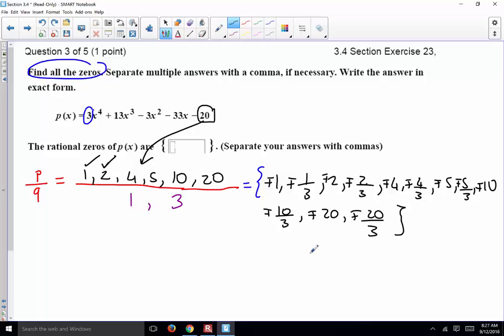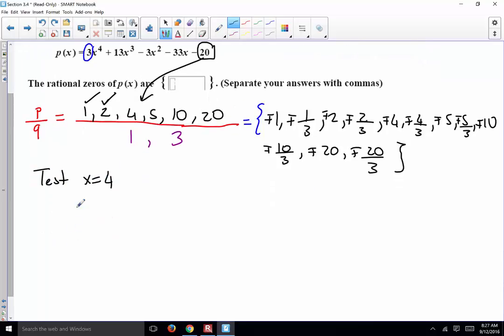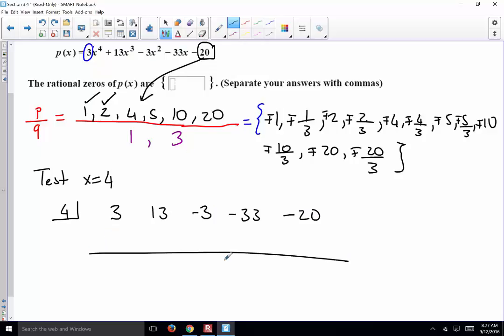Four. Okay, this one says 4. Let's test 4. I'll do synthetic division, or you can just plug in 4. It's up to you. 3, 13, minus 3, minus 33, 20. Did I skip any? 3, 13, minus 3, minus 33, 20. 12, 25, 97.